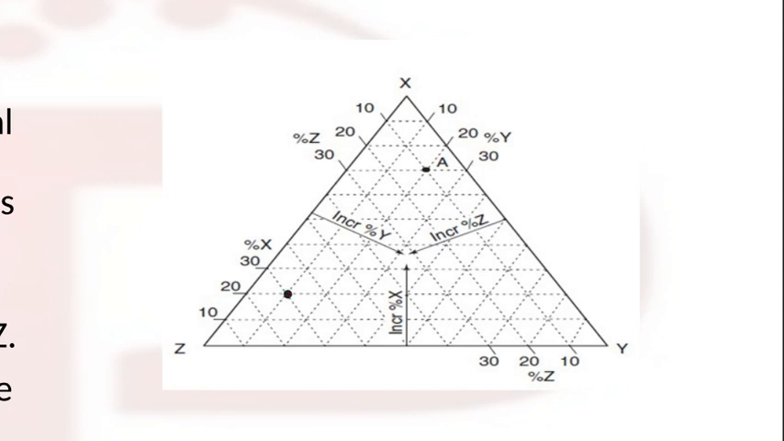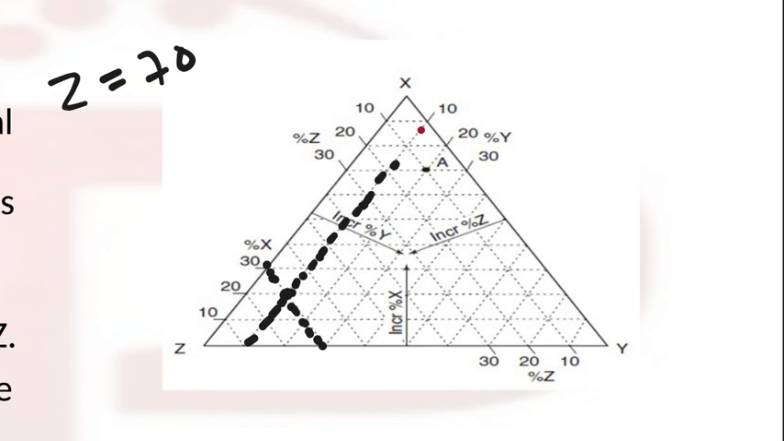So for a pointer, what is the percentage of X, Y and Z? We draw three lines. This line is parallel to XY, so the line parallel to XY gives the percentage of Z. On this line, 10, 20, 30, 40, 50, 60, 70, so this line is 70. So the value of Z is 70. Another line intersects at this point. This line is parallel to XZ, so it gives the composition of Y. On XZ the value of Y is 0, then this line is 10, which means the value of Y is 10. So obviously the value of X will be 20.